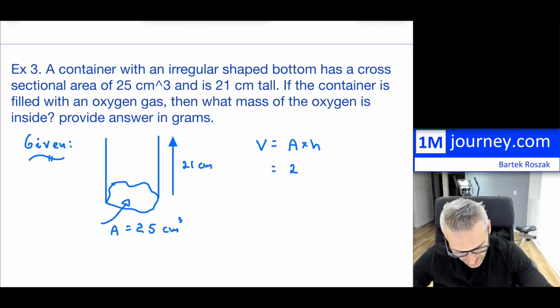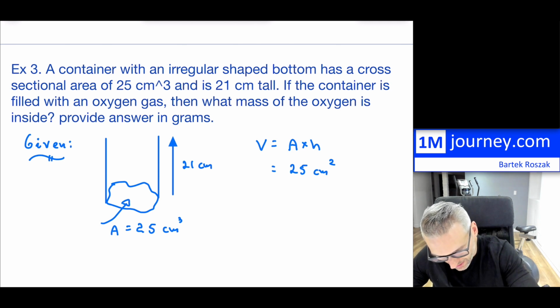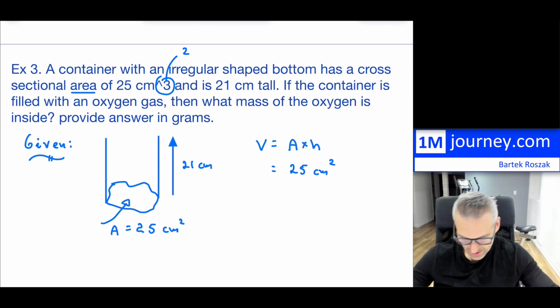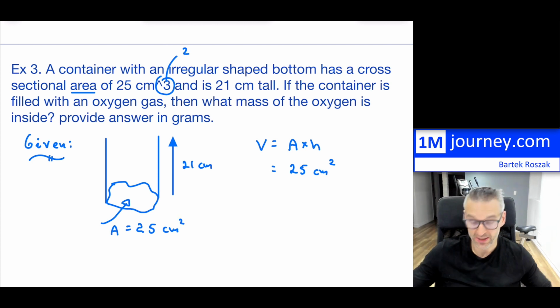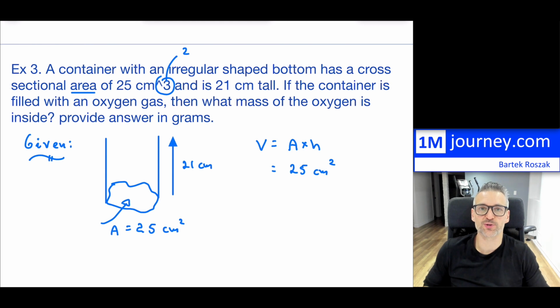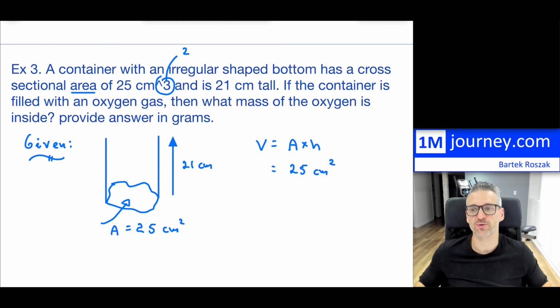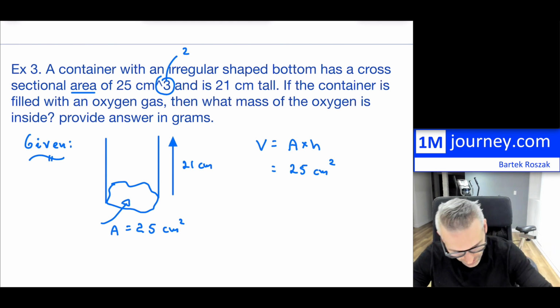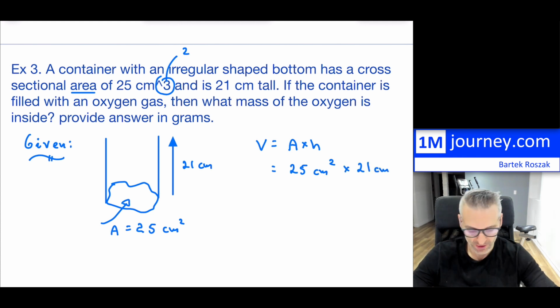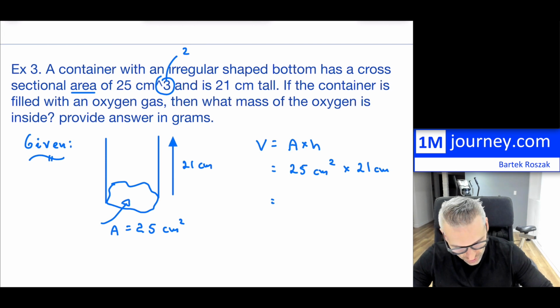So in that case, this is 25 centimeters, sorry, this is squared. Because it's area right there, this should be squared. So let me just erase that. And we would have this right there, because areas are indeed in centimeters squared. Centimeters cubed would have been the actual volume. So coming back to this, this is going to be times 21 centimeters. And now you can do that calculation.